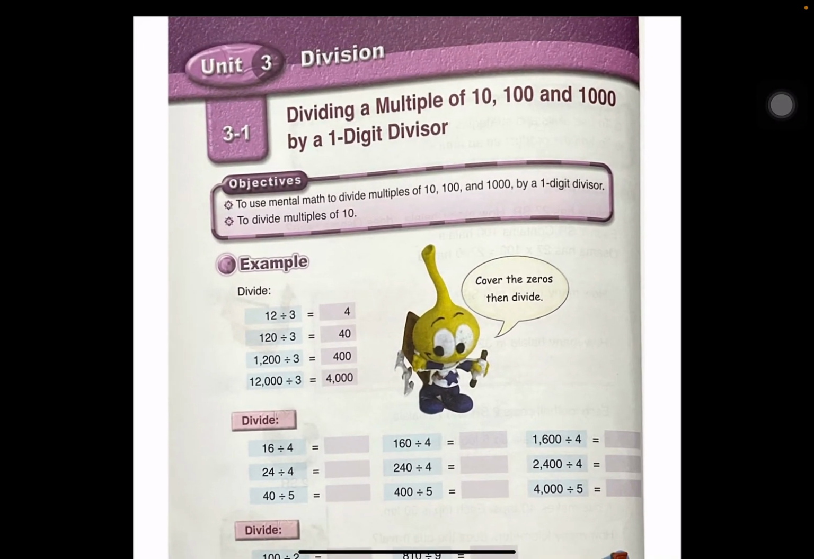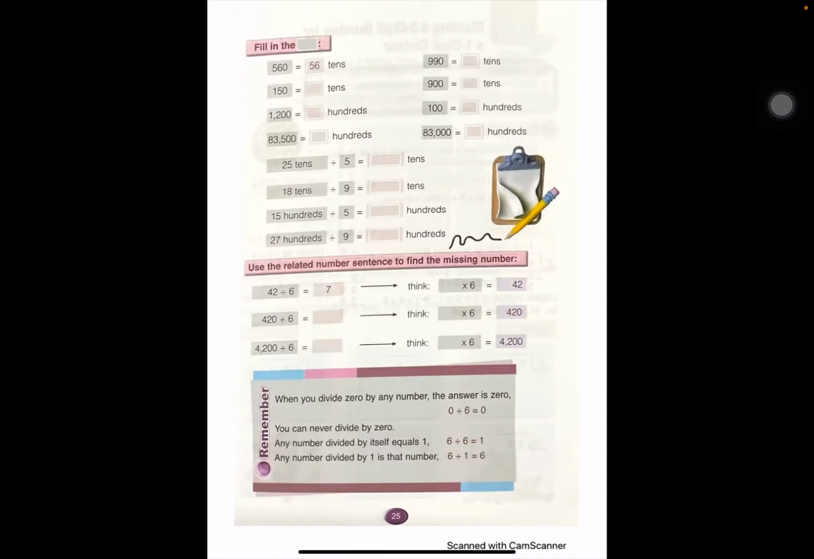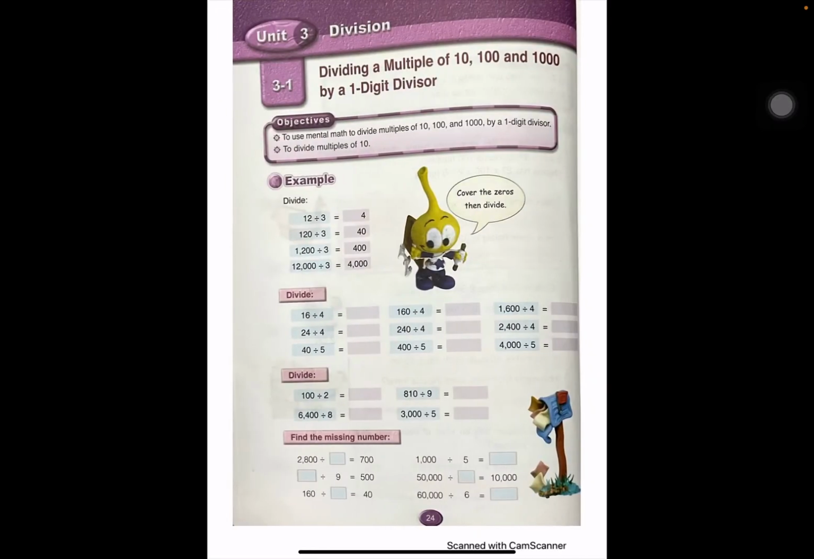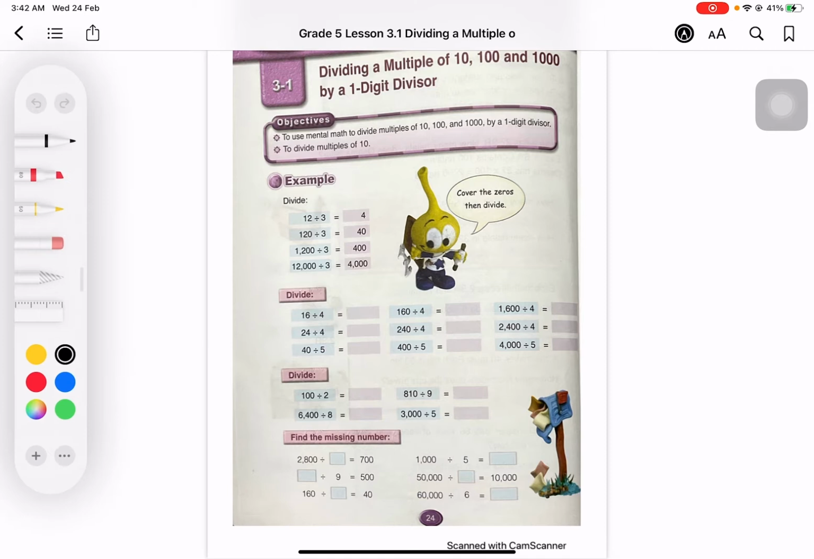Now let's do an example. They said 12 divide 3. What number do you multiply by 3 and you get 12? 4. So 3 times 4 is 12. So instead of dividing 12, you have 120.